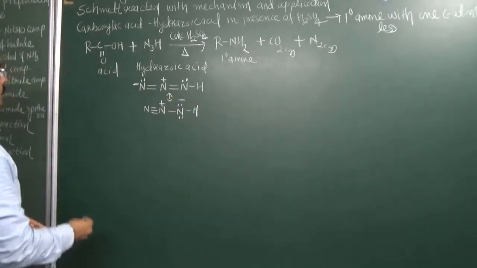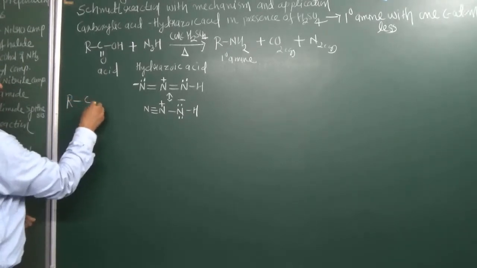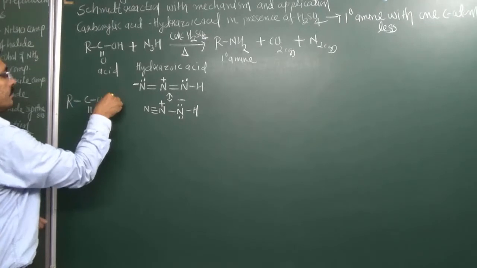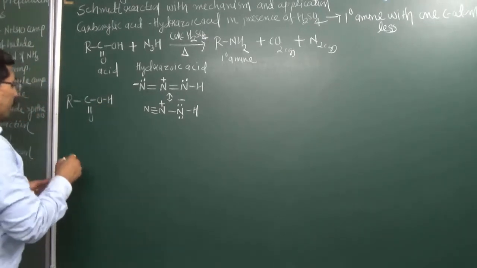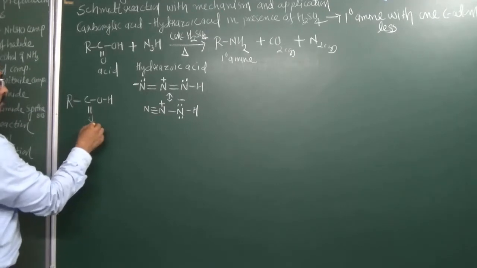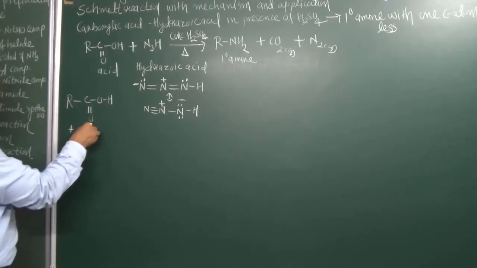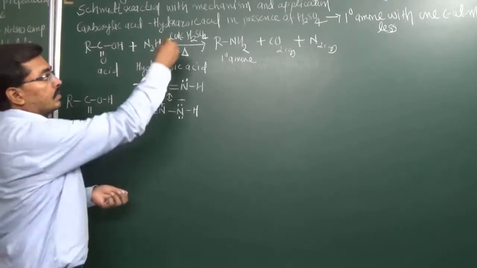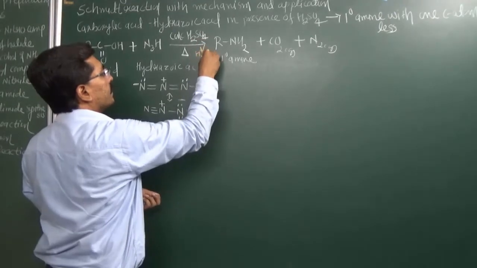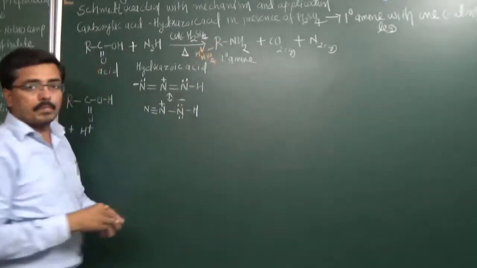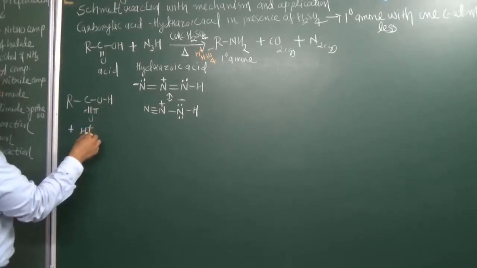So now we have taken this carboxylic acid. It is observed that in the presence of acid, it undergoes a protonation reaction. In the reaction medium we have sulfuric acid. The sulfuric acid produces H plus as well as HSO4 minus. So now this H plus ion will approach this oxygen.